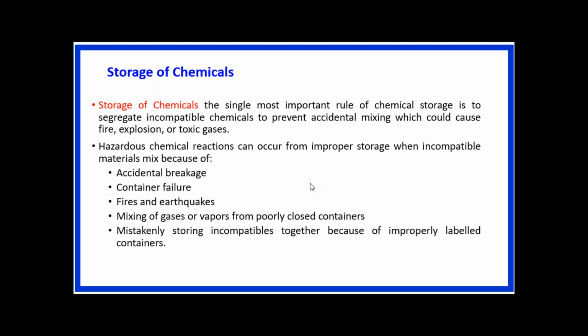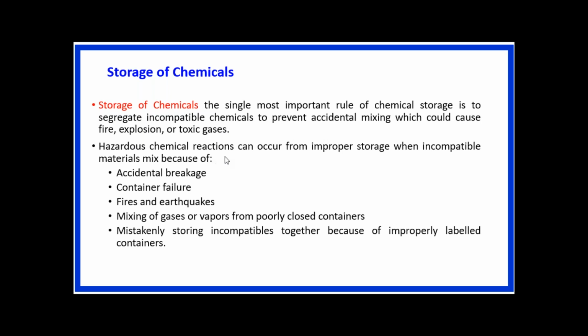So we have to use the chemical compatibility characteristics, or chemical compatibility criteria, and only then decide about the storage of these chemicals. The single most important rule of chemical storage is to segregate incompatible chemicals. We have to isolate these incompatible chemicals to prevent accidental mixing, which can cause fire, explosion or toxic gases.